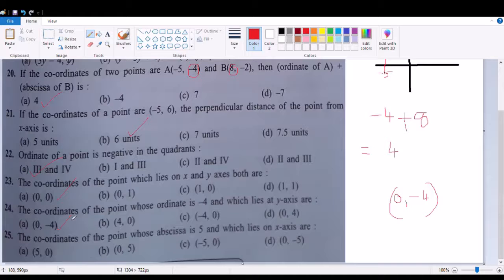Okay, and we'll move to the last question. The coordinates of a point whose abscissa is 5 and which lies on x-axis. Abscissa 5 means x-coordinate is 5. X-axis means y is 0. So our answer is 5, 0.